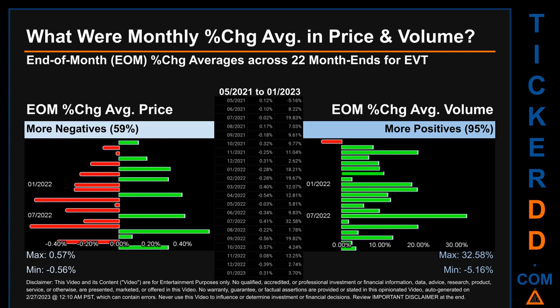Price saw an end-of-month max of 0.57% in average percentage change along with a minimum of minus 0.56%. For volume, the maximum and the minimum monthly percentage change were respectively 32.58% and minus 5.16%.